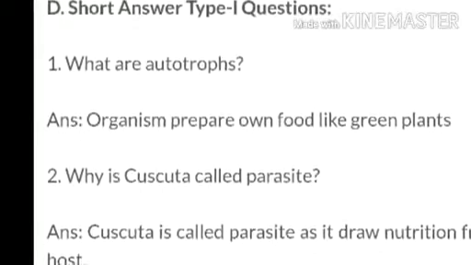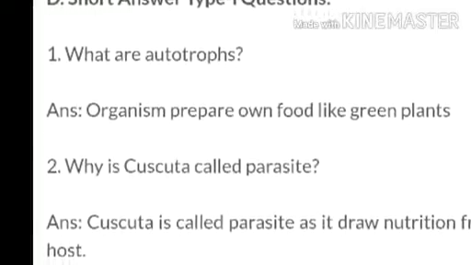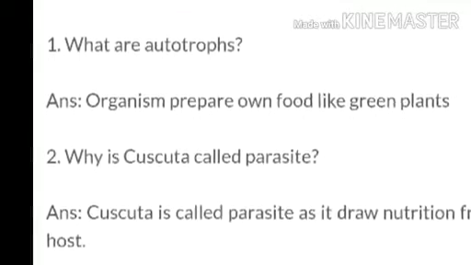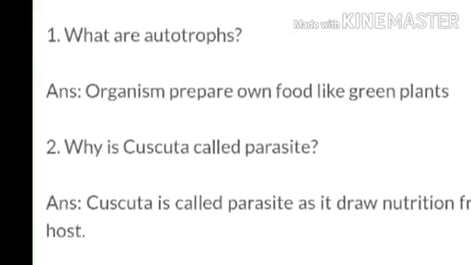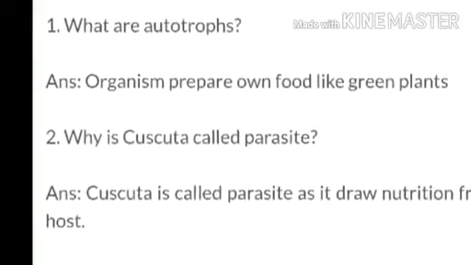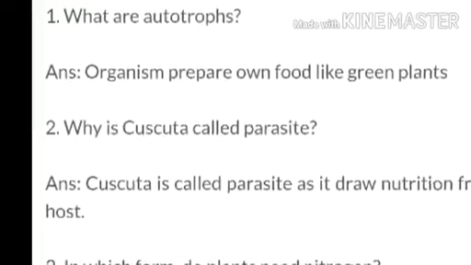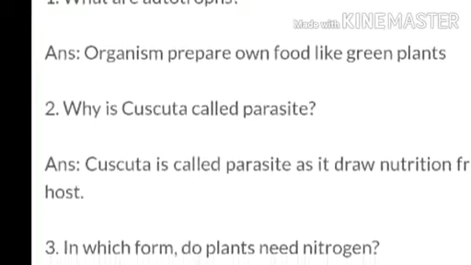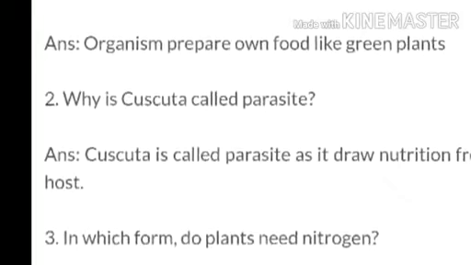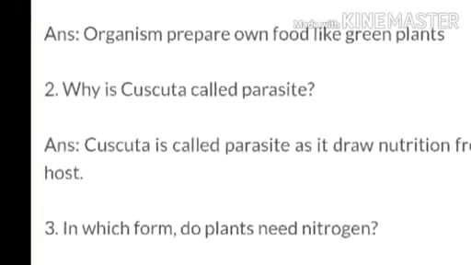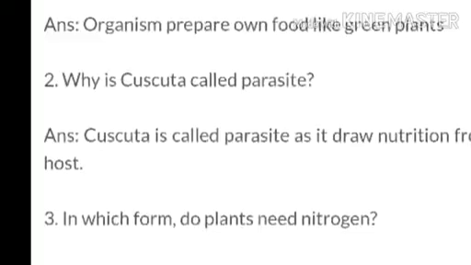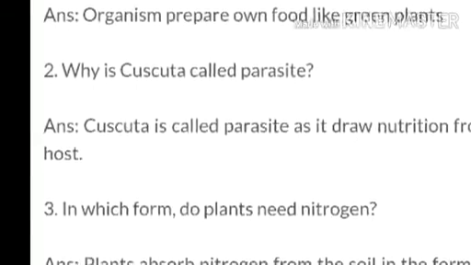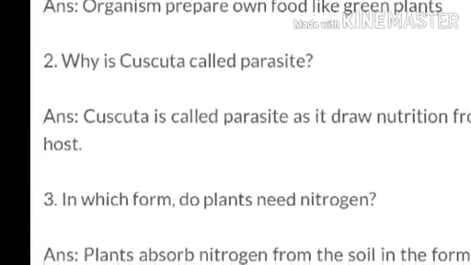Now short answer type questions. First, what are autotrophs? Organisms that prepare their own food, like green plants, are called autotrophs. Second, why is Cuscuta called a parasite? Cuscuta is called a parasite as it draws nutrition from a host, meaning another plant. We have discussed it, my dear students. If you didn't see the previous lecture, then you must see it.